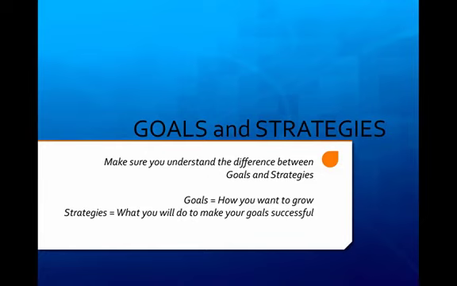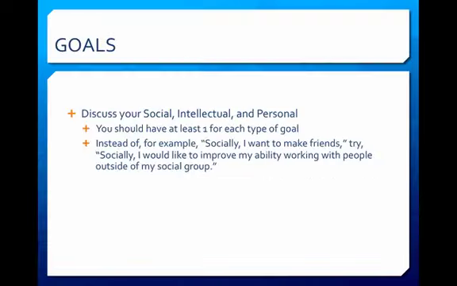You could say you will walk around the school. You'll do one lap around the school every day looking for a way to help out someone who might be getting bullied. The strategy is going to put you in the place to make the goal successful. Okay. For your goals, you need to have at least one of each of these: social, intellectual, and personal. But you could have more.